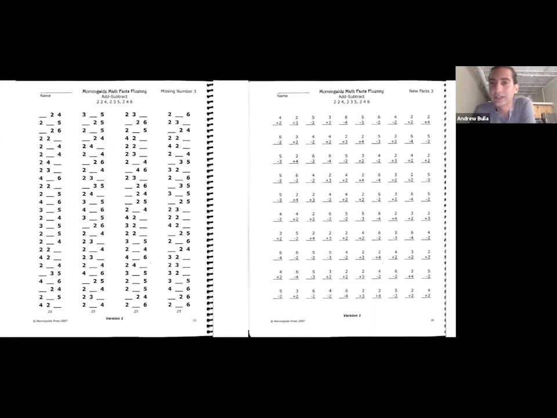So let's take a look at some examples. Here's a sample of a curriculum from Morningside Academy. This is the Morningside Math Facts Fluency Program. And you'll see on the left-hand side, the missing number. They're teaching fact families. So with fact families, you can memorize 3 numbers in a family. And from those 3 numbers, you get 4 facts for free.